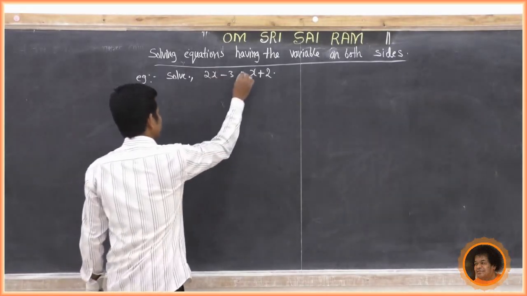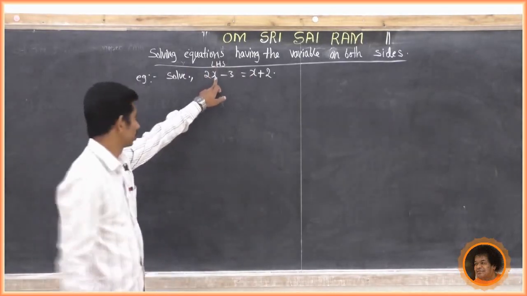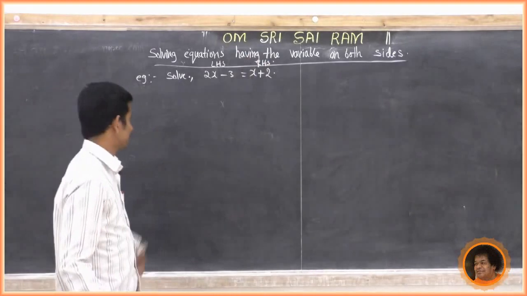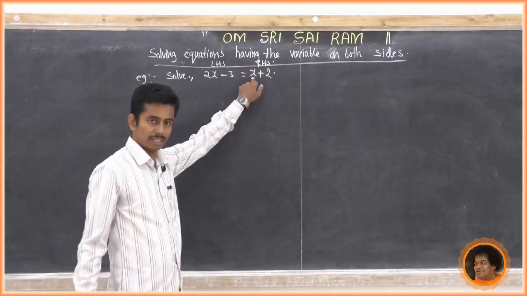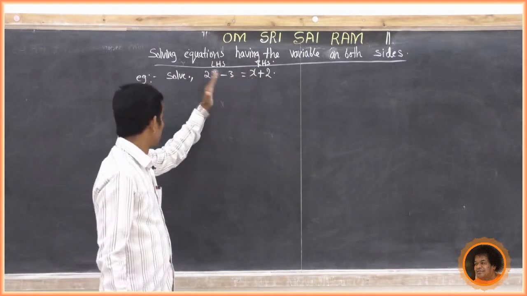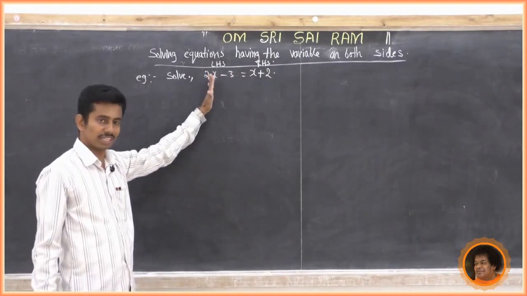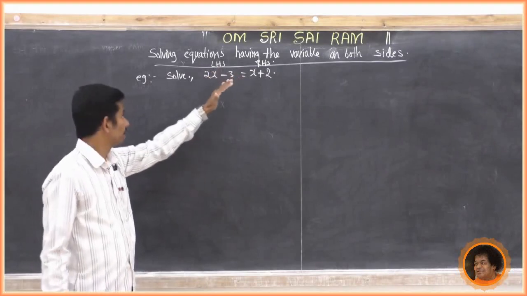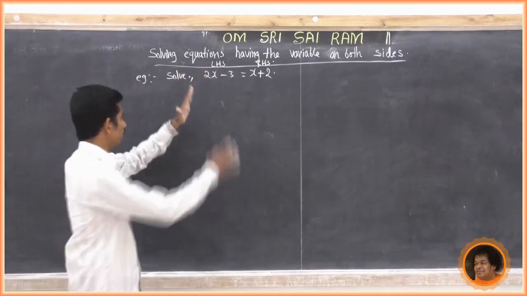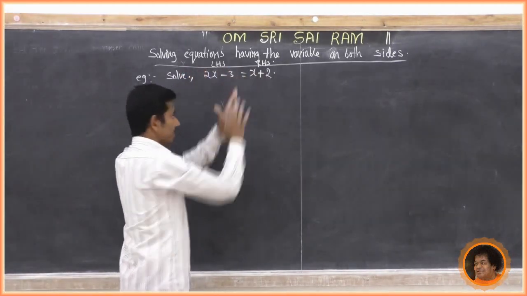Look at the variable. This is the left hand side, LHS. There is a variable x. This is the right hand side, RHS. Here also there is a variable. In both sides there is a variable. Which one is the variable? x is a variable. So it is a linear equation having the variable on both sides, left hand side and right hand side.